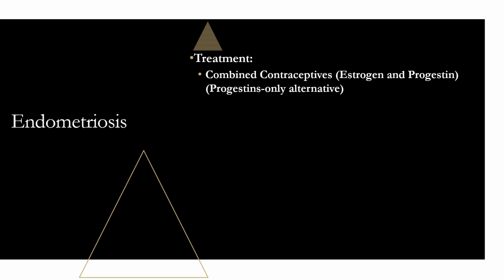So the combined contraceptives are thought to reduce pain and disease activity through suppression of ovarian function, causing atrophy of endometrial tissue. And of all of the treatments for endometriosis, if you're going to remember just one, this is the one I would say to focus on. And if a woman is unable to take combined contraceptives, progestin-only therapy is an alternative.